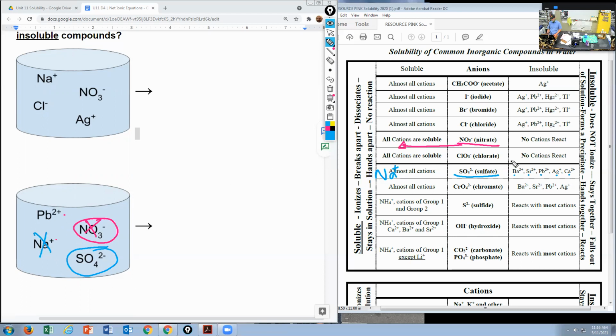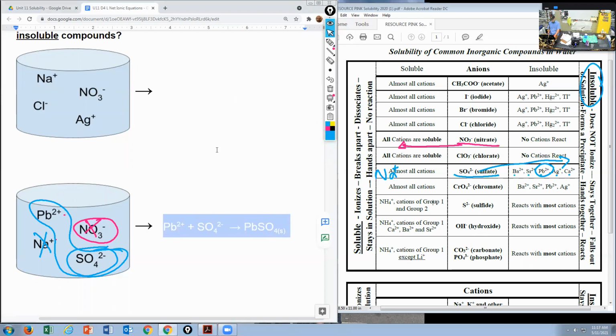And let's see if Pb2+ is in there. Whoa, there it is right there. So it looks like Pb2+ and sulfate are going to get together and form an insoluble compound. So these two will form a compound. And then the net ionic equation is going to be right here.